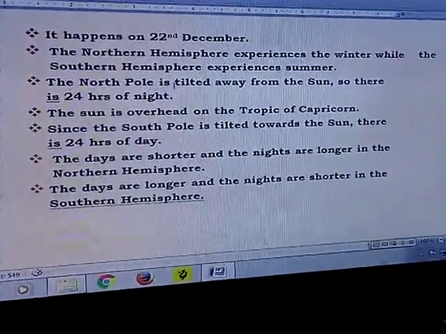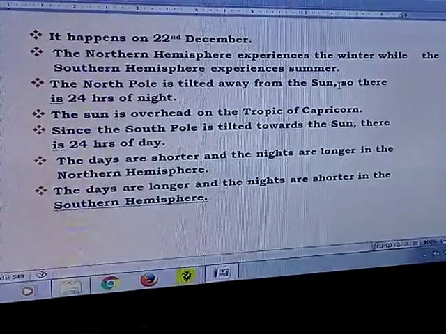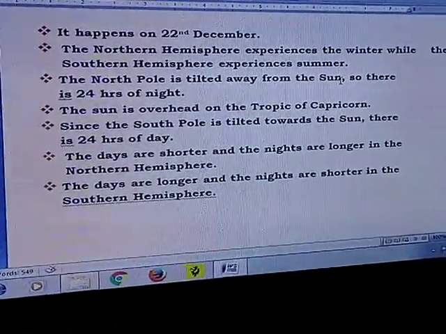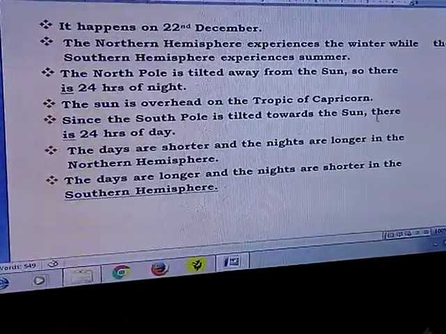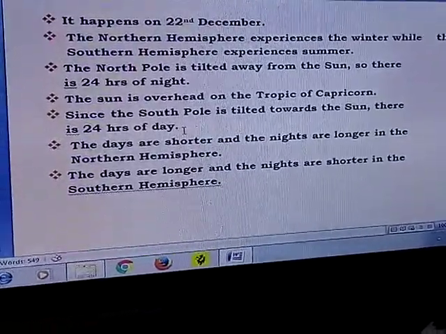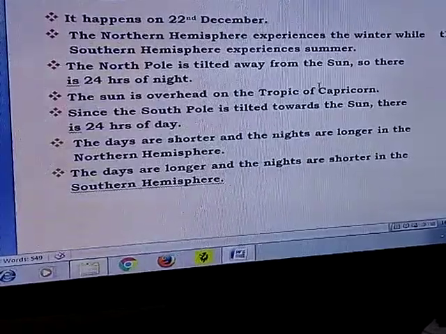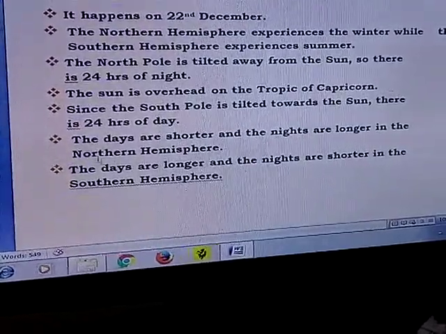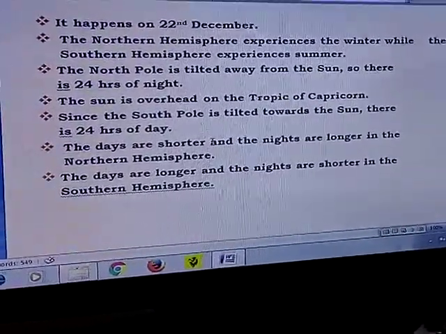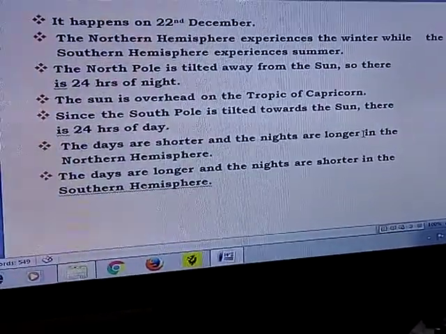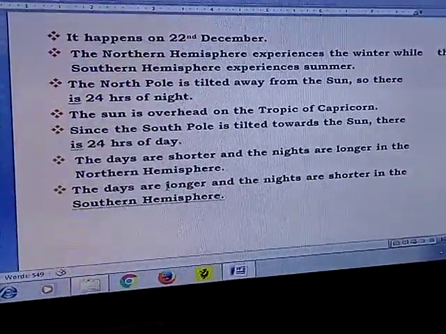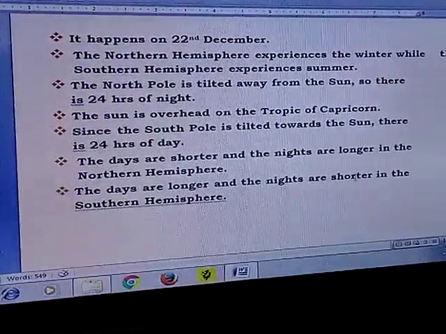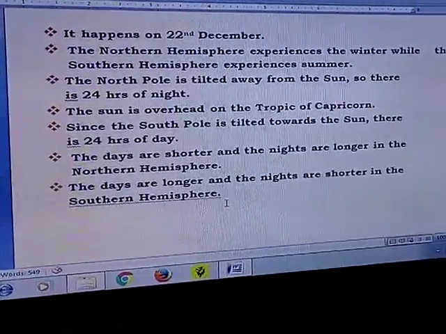The North Pole is tilted away from the sun, so there is 24 hours of night, and vice versa. Since the South Pole is tilted towards the sun, there will be 24 hours of day. The sun is overhead on the Tropic of Capricorn. The days are shorter and the nights are longer in the northern hemisphere. Opposite, the days are longer and nights are shorter in the southern hemisphere.